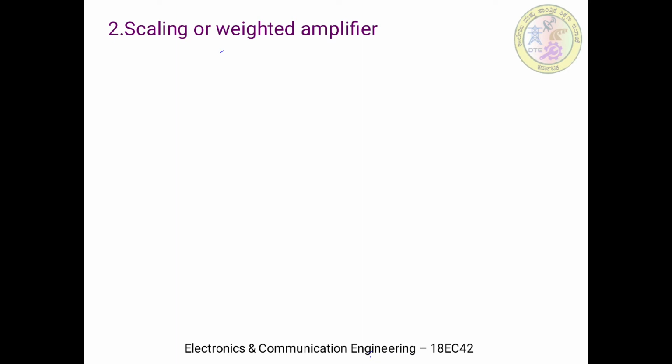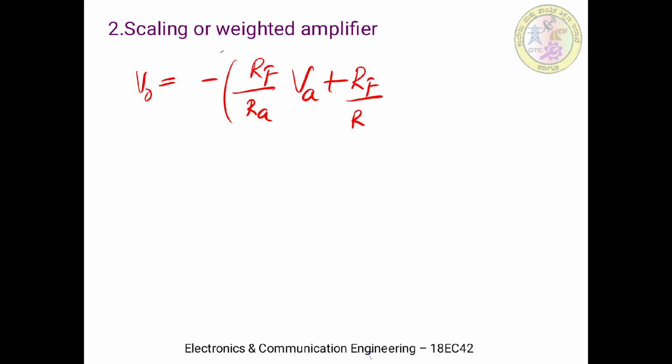The other circuit is the scaling or the weighted amplifier. The same circuit can also be used as a scaling or the weighted amplifier, because here we see the V naught expression. Again I am going to refer to that V naught. It was obtained as RF by RA into the input VA plus RF by RB into VB plus RF by RC into VC.